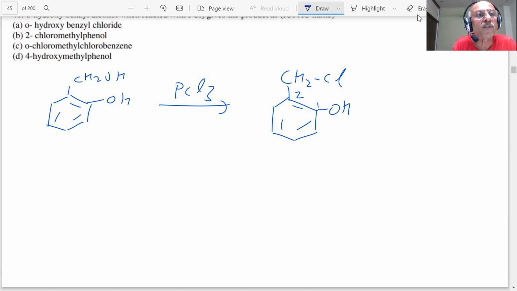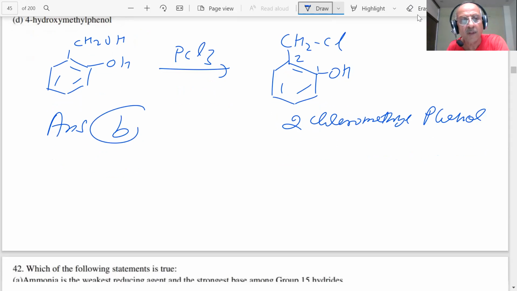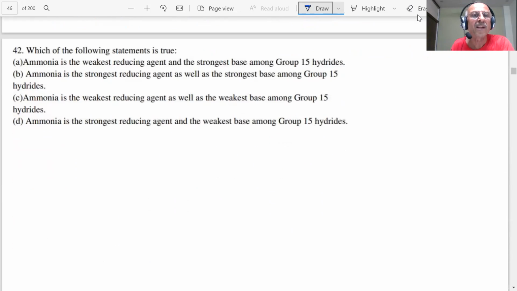So what is the correct answer? Answer is B. This is my 2-chloromethyl phenol. This is my phenol, as you can see. So the correct answer is B, students. Next question is coming, student. Question number 42.